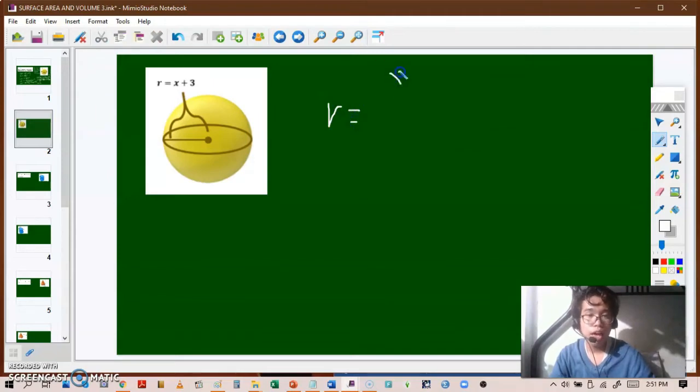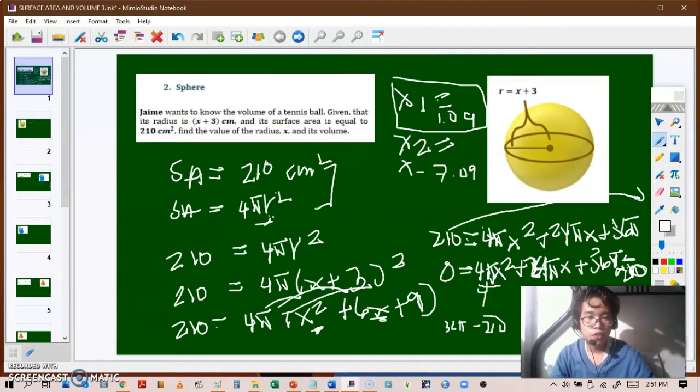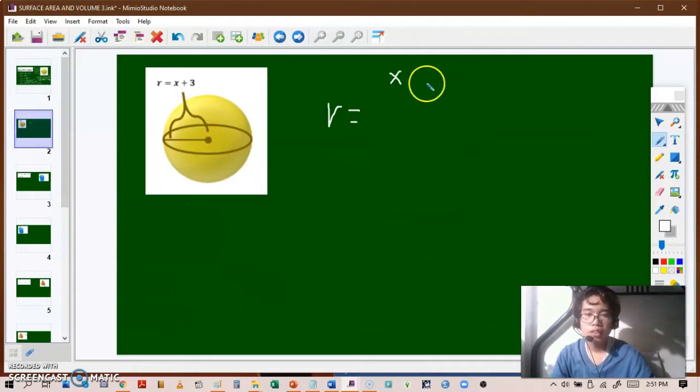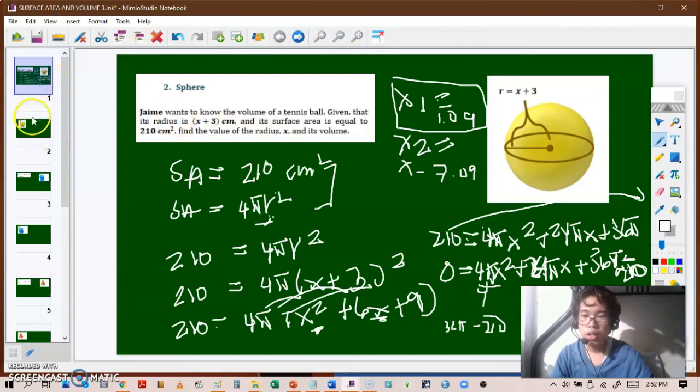Okay, so we know that x, from the quadratic equation that we solved here, is equal to 1.09, and this is the one that we substitute here for the value of r. So r is equal to x plus 3, so that's going to be 1.09 plus 3. What's the unit here? Centimeters.